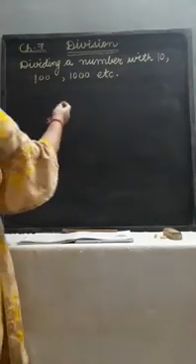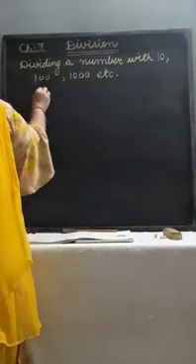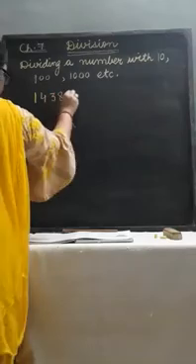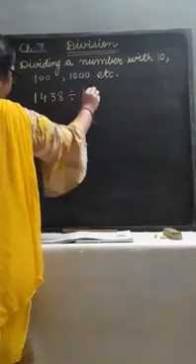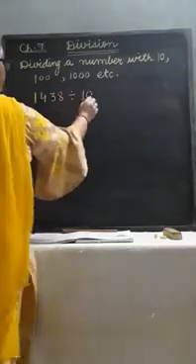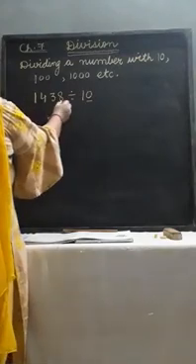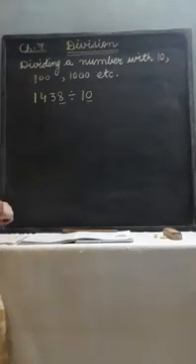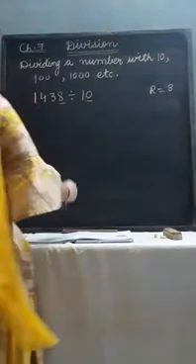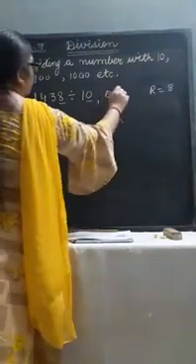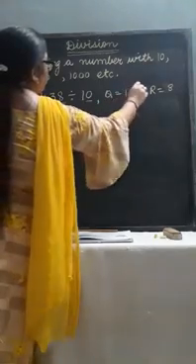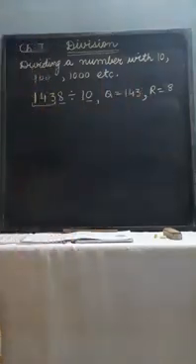For example, we have the number 1438 and we are to divide it by 10. 10 has 1 zero. So one digit from the right will be the remainder. That is, the remainder is 8. And the quotient will be the number formed by the rest of the digits. That is, 143 will be the quotient.